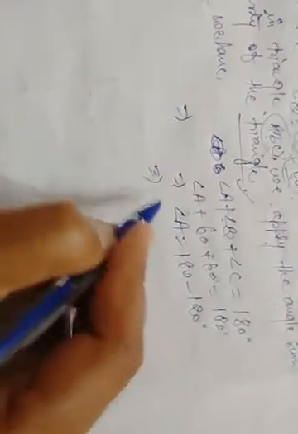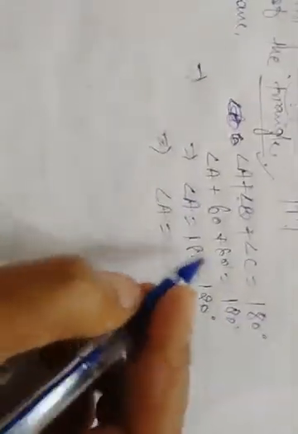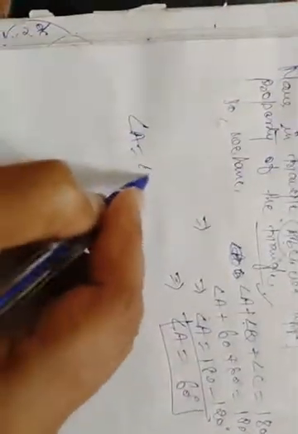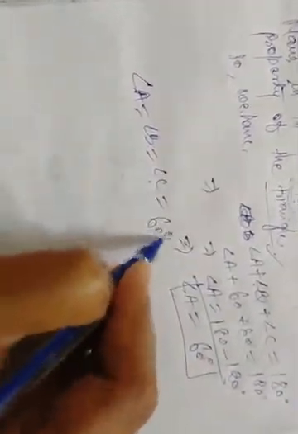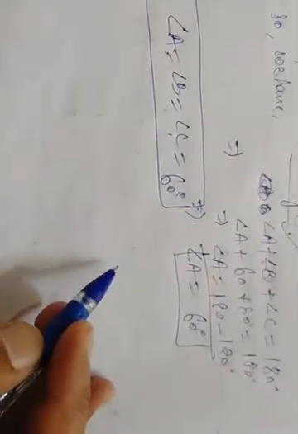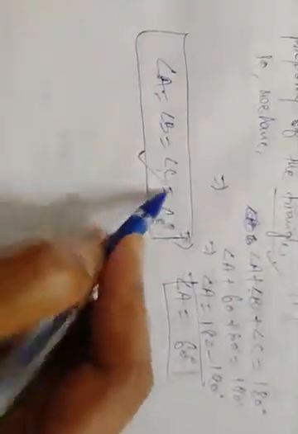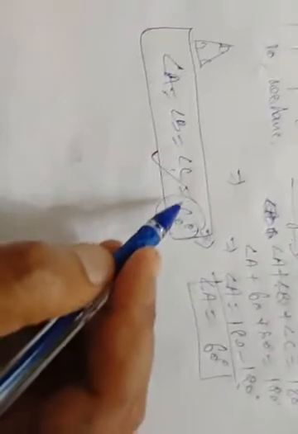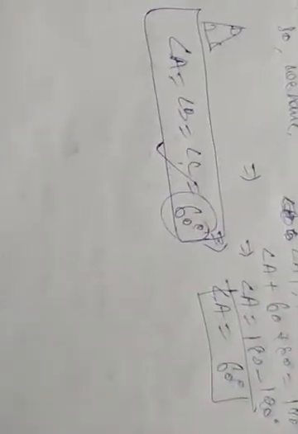So angle A is equal to 60 degrees. Okay, in this way we can say that angle A, angle B and angle C all are equal to 60 degrees. So if he asks you what is the type of triangle, you know that if each angle is equal and equal to 60 degrees, then the triangle is equilateral. The type of triangle is equilateral.